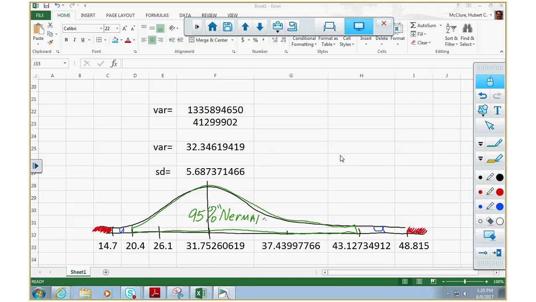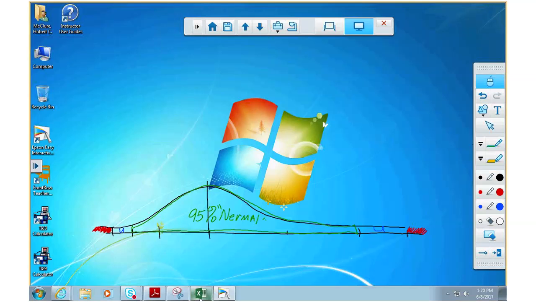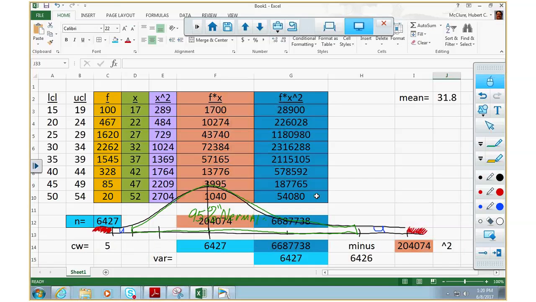Now, what about, I forgot to do the relative frequency. Well, that's not a big deal. I'll go back to the spreadsheet. We'll go up here and I'll do the relative frequency right here. Relative frequency equals this number, which is F, divided by what? N. So write that down: F divided by N.